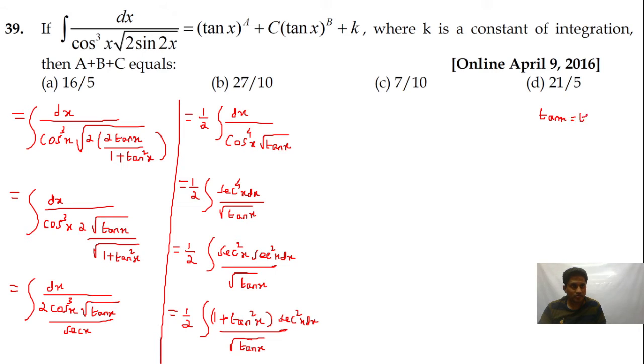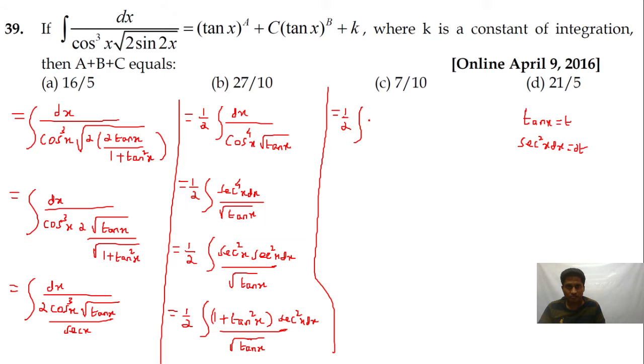If I put tan x is equal to t, differentiation of tan x is sec square x dx. So tan x is equal to t, and differentiation of tan x will be equal to sec square x dx. Sec square x dx is equal to dt. So this becomes 1 upon 2, integration of, tan x is equal to t, so this becomes 1 plus t square upon root t, and sec square x dx is equal to dt.